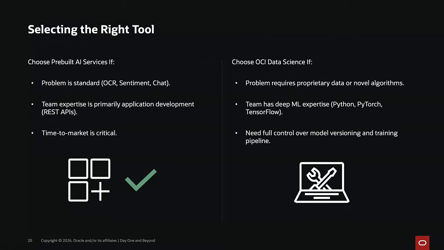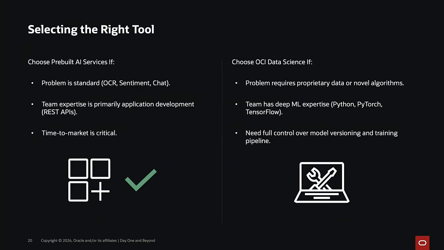So I use this simple checklist on the left, right? Choose pre-built AI services if your problem is more standard. You need to read a receipt, check sentiment, transcribe audio, and your team consists of developers who know REST APIs and API integration, but maybe they aren't machine learning experts. So here, speed is more of your priority.